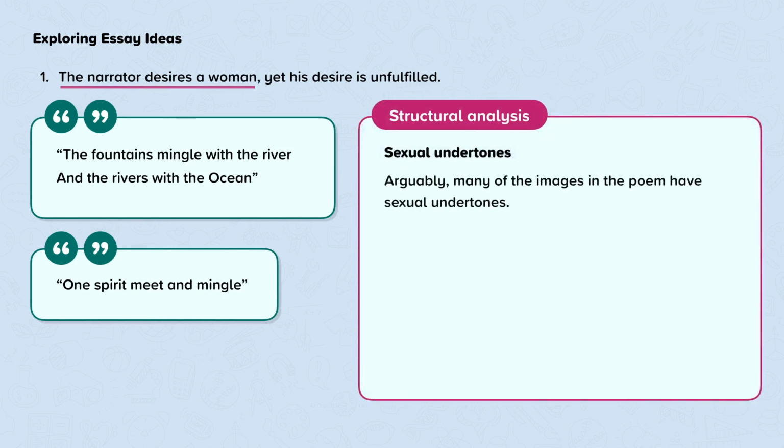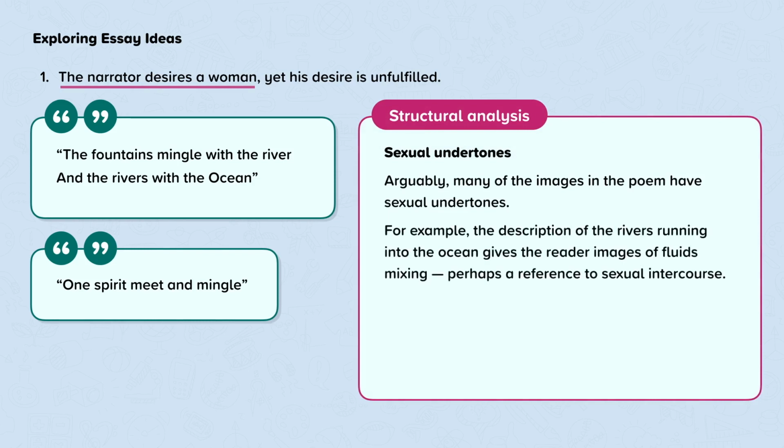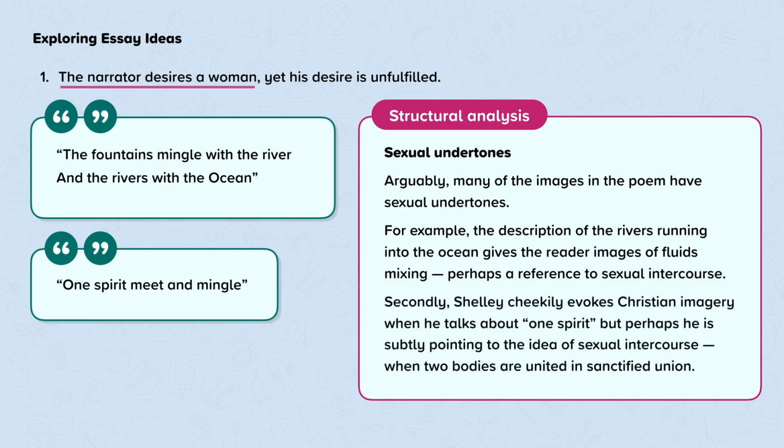Arguably, many of the images in the poem have sexual undertones. For example, the description of the rivers running into the ocean gives the reader images of fluids mixing, which is perhaps a reference to sexual intercourse. Secondly, Shelley cheekily evokes Christian imagery when he talks about one spirit, but perhaps he is subtly pointing to the idea of sexual intercourse, when two bodies are united in sanctified union.